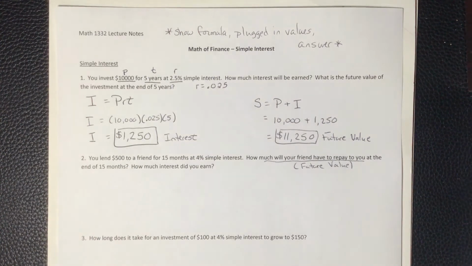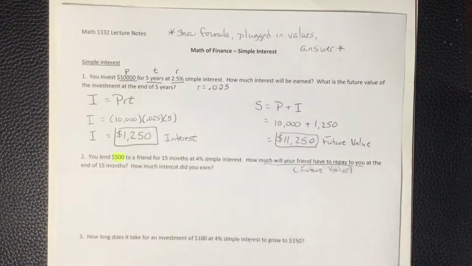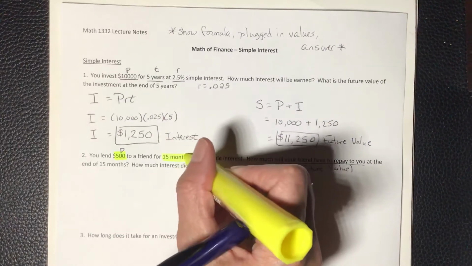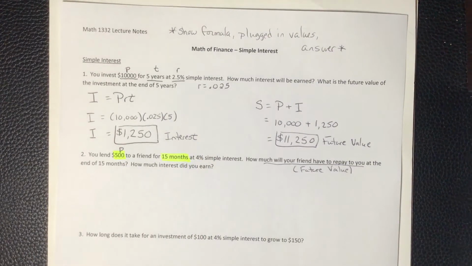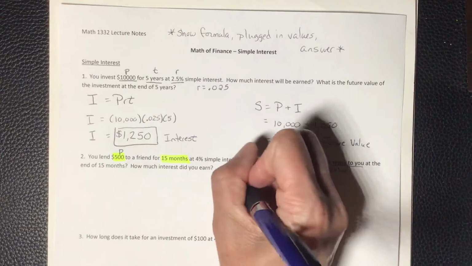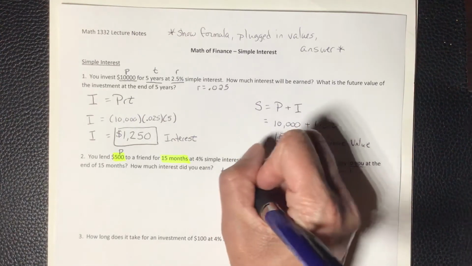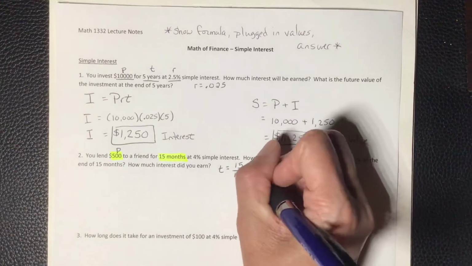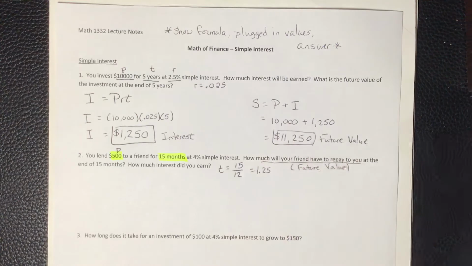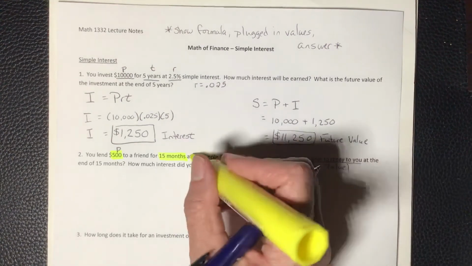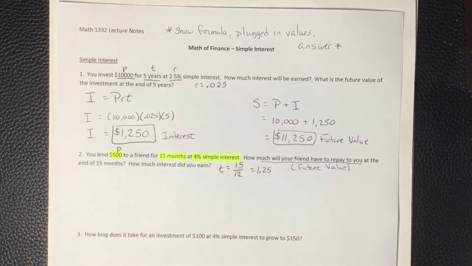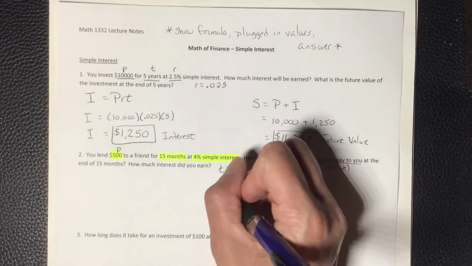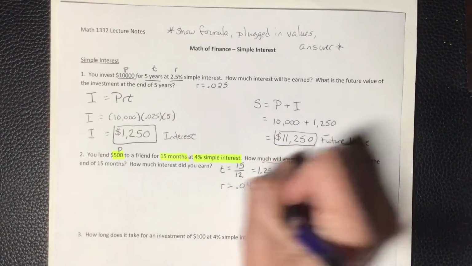Alright, so let's mark off what we have here. We're lending $500, so that's going to be P. Now here's 15 months, but remember that time has to be in years. So for time, we're going to do 15 divided by 12, because there are 12 months in a year. And that comes out to be 1.25. And then remember our rate, that's going to be written as a decimal, so R is going to be 0.04.